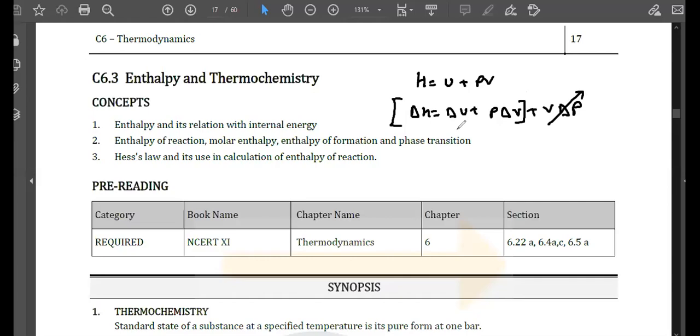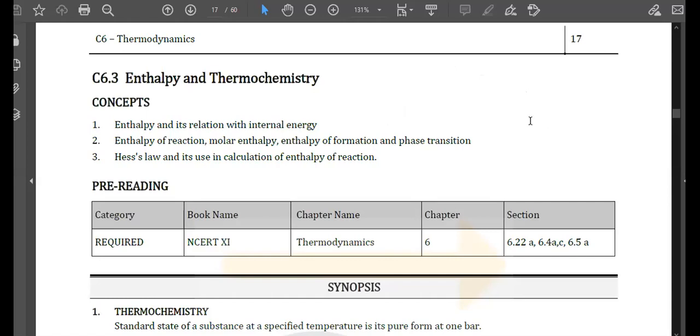Now if we revise the first law of thermodynamics, this equation is somewhat like Q. So delta H is equal to Q in an isobaric process, delta H is equal to delta U plus P delta V, and delta H is equal to n Cp delta T. So that's what we have studied about delta H. Right, everyone? Tell me.